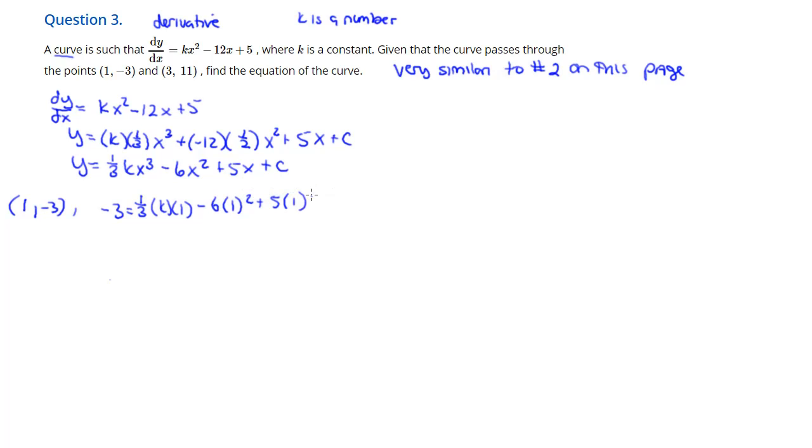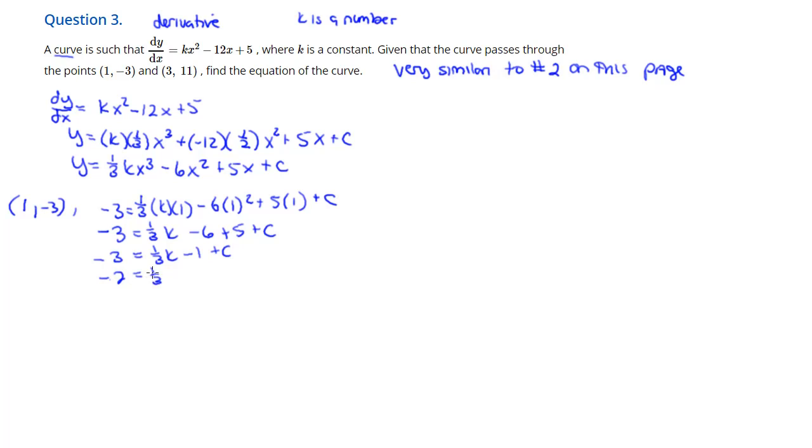pretty quickly getting to 1/3 k minus 6 plus 5 plus c. All I've got to do is get everything on one side. So let's leave this k here. If I get the numbers out of the way, it's going to be -2 equal 1/3 k plus c. All right, that's our first equation.